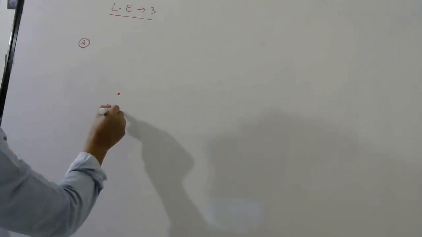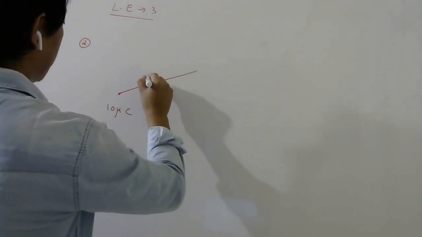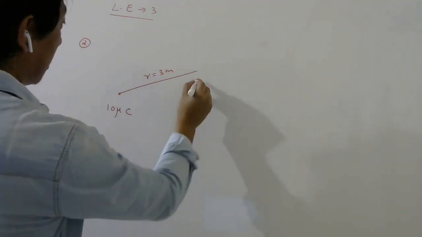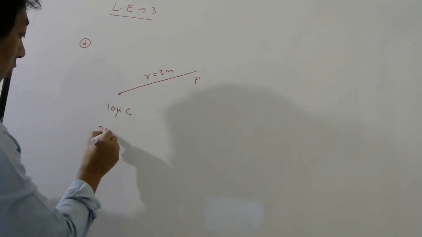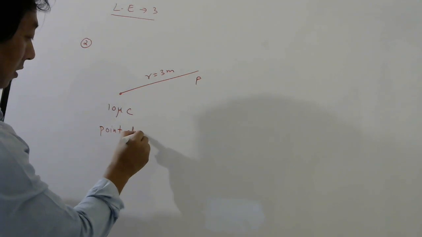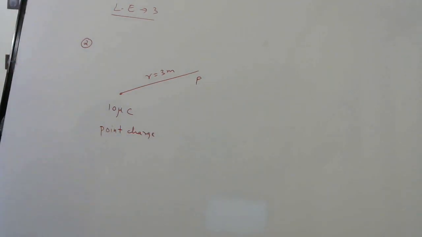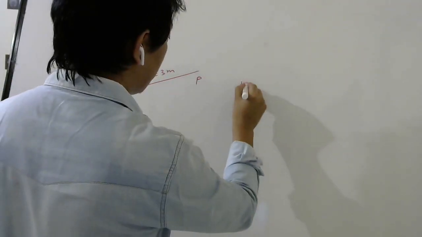Okay. So once we are done with this, let us see the next question. The next question is question number 2. Very simple question. There is a charge of 10 microcoulomb, and at a distance of 3 meter from the charge, they want the electric field. Now this charge is given to be a point charge. And once you know it is a point charge, what is the formula for electric field?